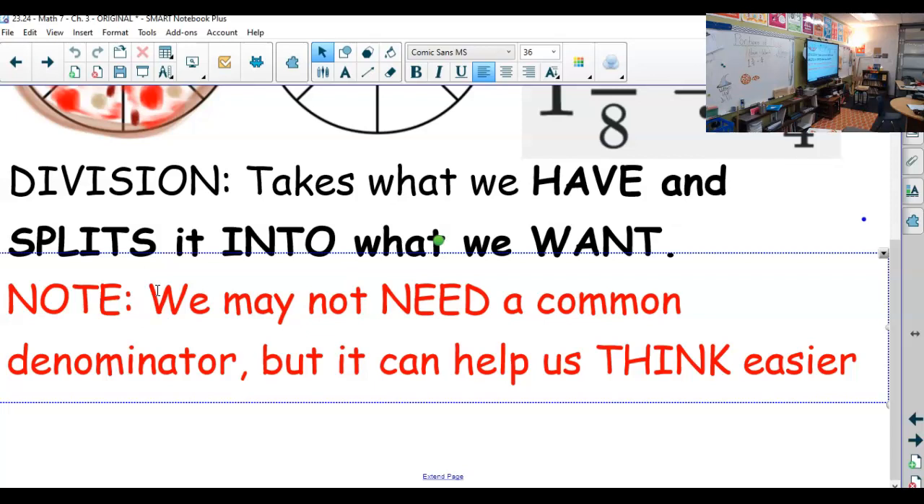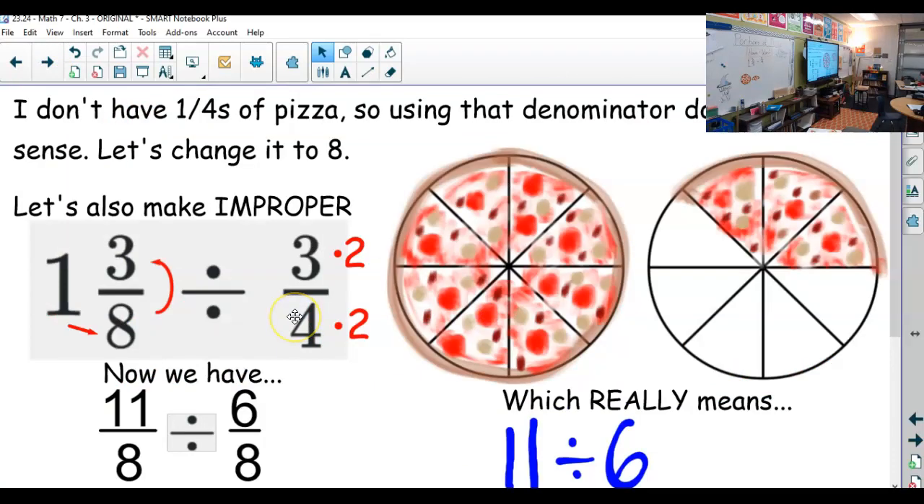You're totally zoned in on whatever it is that you're doing, not what we're doing. But if we want to make better sense of what we're doing, common denominators will help because then we're looking at the slices of pizza as slices of pizza. So let's take this, and if we're going to make common denominators, we might as well make the mixed number improper.